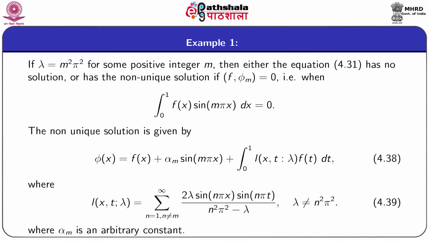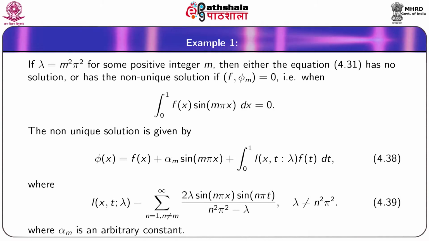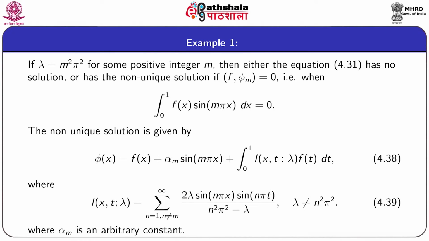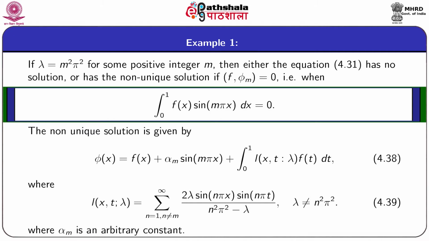If lambda is equal to m square pi square for some positive integer m, then either the given integral equation has no solution or has a unique solution, and this unique solution will exist if the inner product of f(t) and phi_m(t) is equal to 0. That is, f is orthogonal to the eigenfunction. This inner product equal to 0 can be written as integral 0 to 1 f(x) sin(m pi x) dx equal to 0.